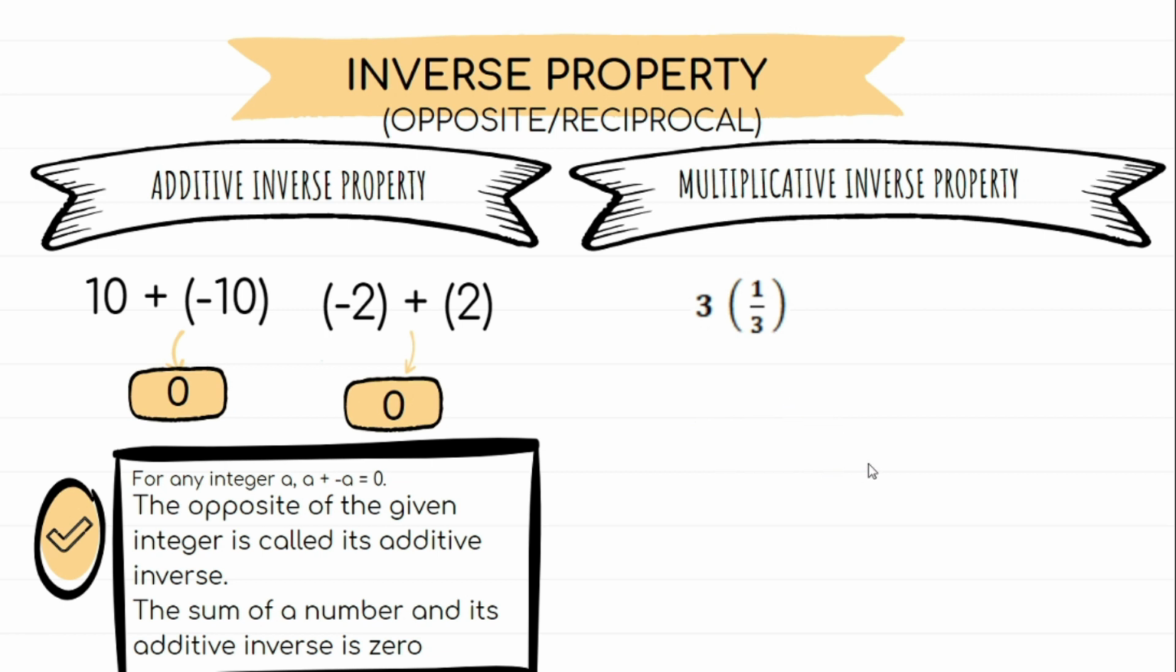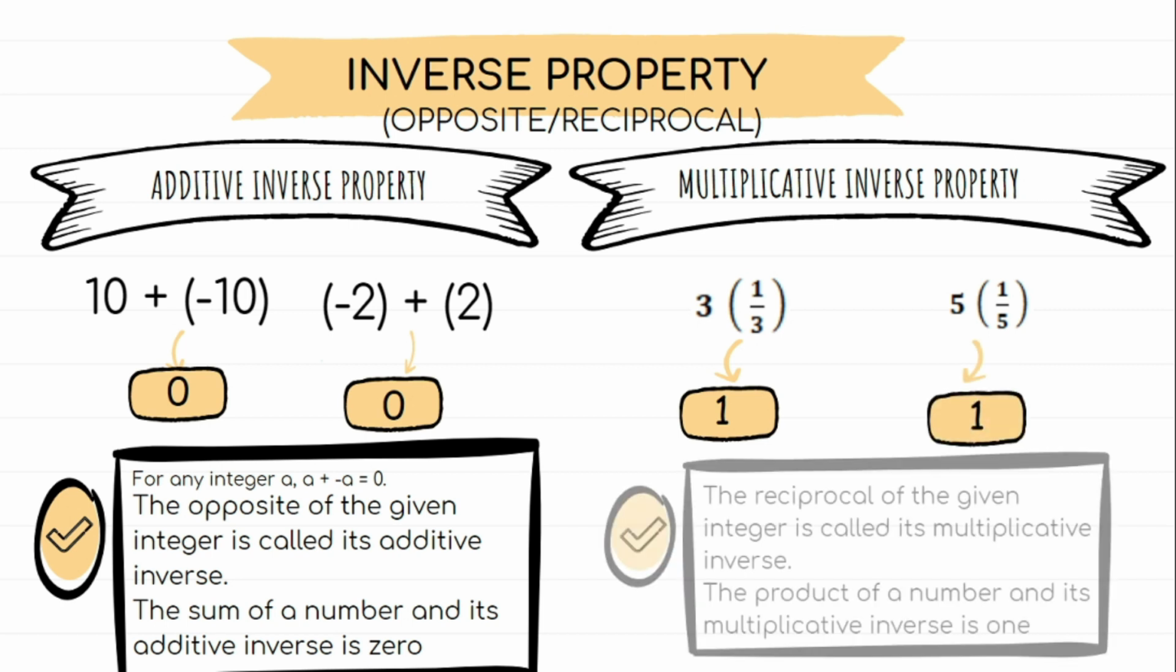Okay? That's multiplicative inverse. So, meron tayong 3. Multiply natin sa kanyang reciprocal. Ang sagot ay 1. Okay? Let's have the other example. I have here 5. Ang kanyang reciprocal ay 1 over 5. Correct? And the answer is 1.